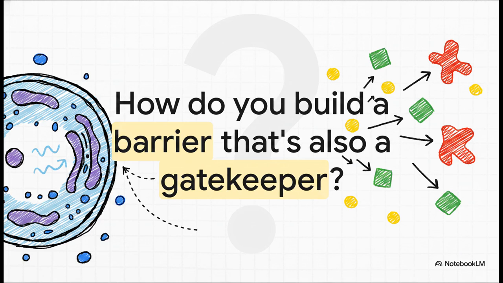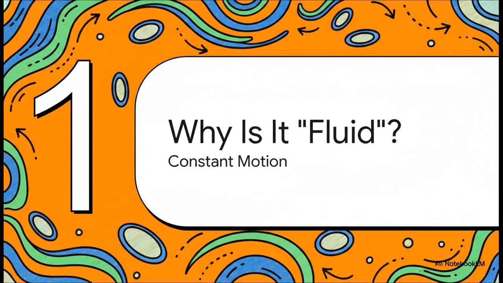So that brings us to this huge design challenge that every cell has to solve. How in the world do you build something that can keep all the important watery stuff in, but at the same time be flexible enough to move, communicate, and act as a gatekeeper for what comes in and out? Well, the answer is one of the most elegant and, frankly, beautiful solutions in all of biology, the fluid mosaic model. All right, let's break down that name, because it's not just a fancy term, it's actually the perfect description.